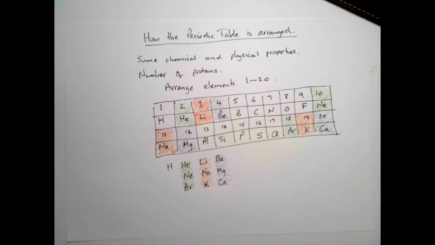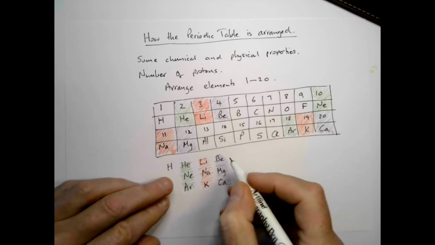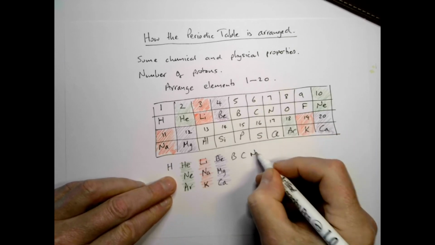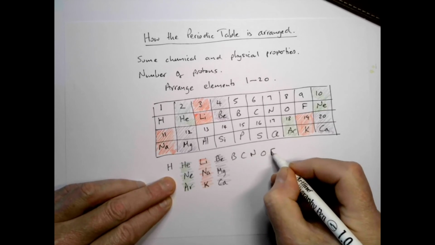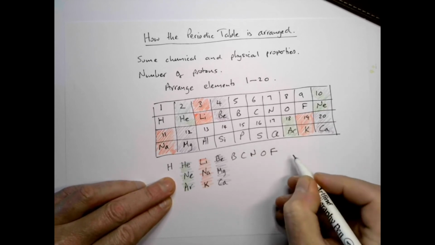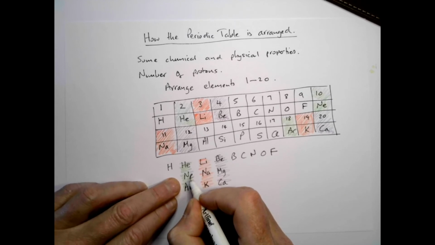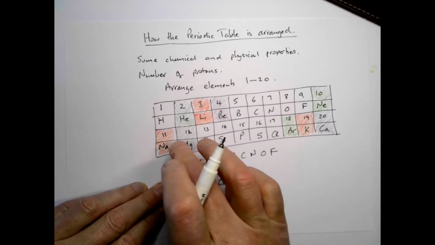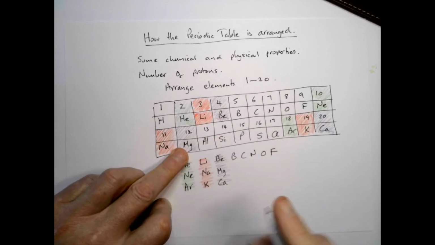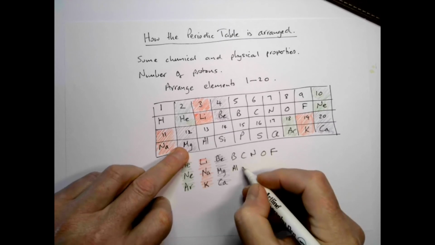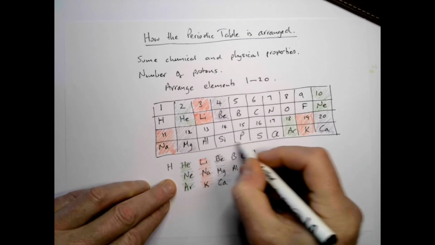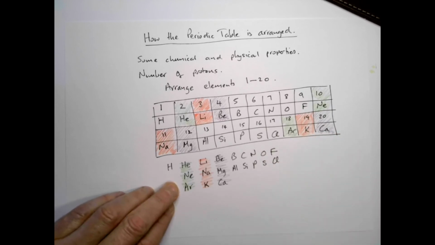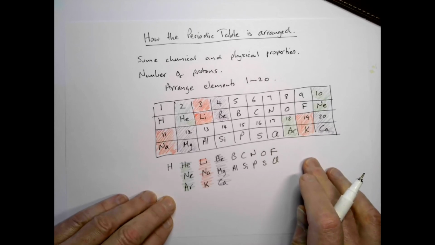Now, can I get the rest of them onto a table? So if we go to beryllium, I've got boron, carbon, nitrogen, oxygen, and fluorine. And then I go to neon. And neon, that's fine. So we've got neon, we've got sodium, we've got magnesium. What we need to do now is go to aluminium, silicon, phosphorus, sulfur, and chlorine. Well, that looks pretty good.